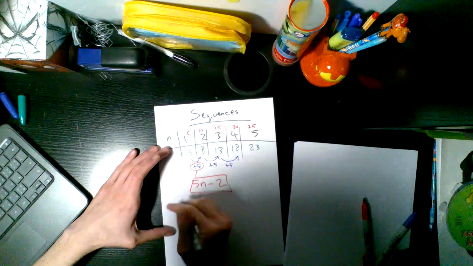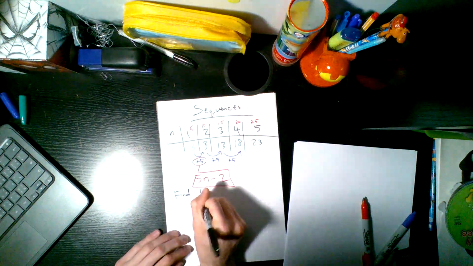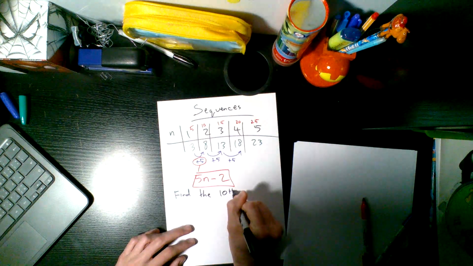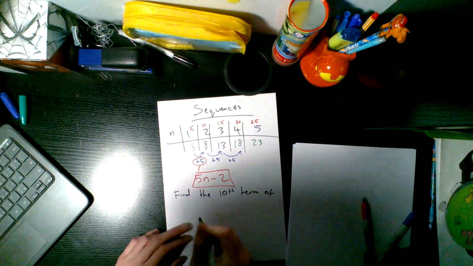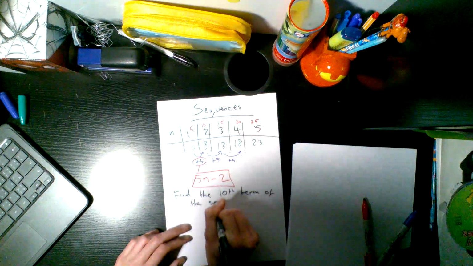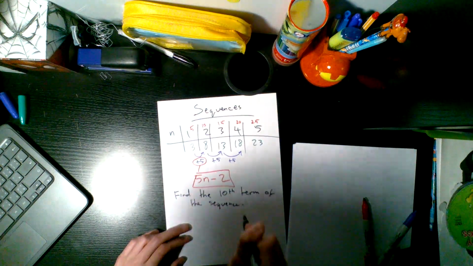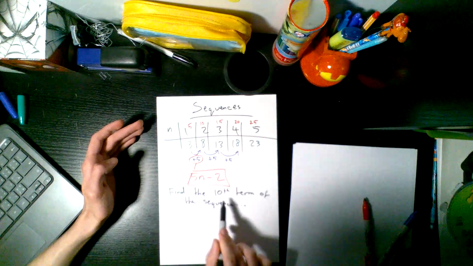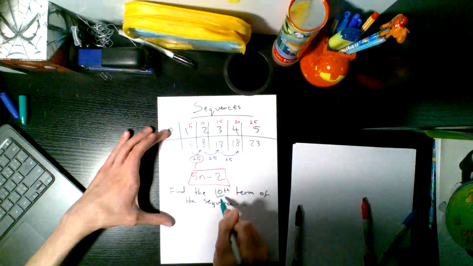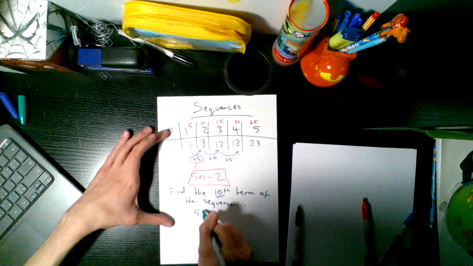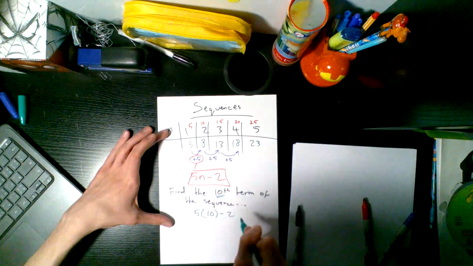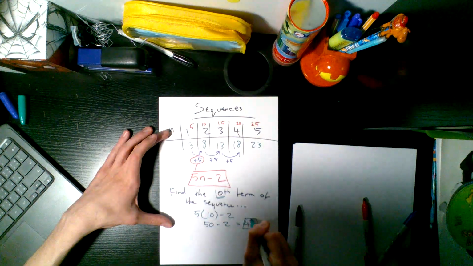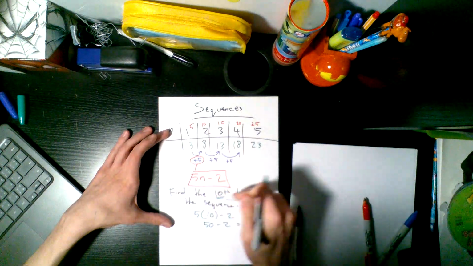Let's say they ask you the question in the exam, find the 10th term of the sequence, okay? So, what is n in this case? Our n is 10, okay? So, 5n, which in this case is 5 times 10, minus 2. So, it's 50 minus 2. The 10th term of the sequence is 48. Okay, by using this formula, we know the 10th term of the sequence.